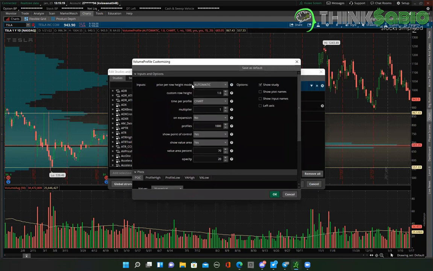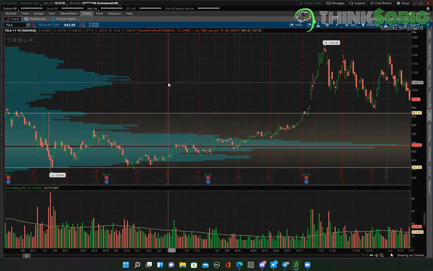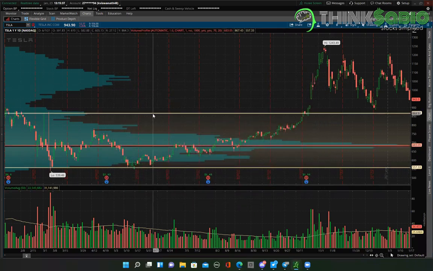So you go to the settings, leave everything as is, but on expansion, just select from yes to no, and the opacity, just change it to 20. And then the value area is 70%, I will explain in a minute what that means. Okay, so this is the volume profile. These two bars are the high and low of this volume profile that cover 70% of the volume.